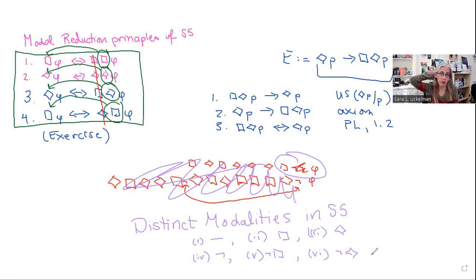So if you do want to try proving this, it's going to be the same sort of proof as showing the distinct modalities in S4. What you need to do is prove that each of these are in fact distinct from each other, that they are not equivalent. And then any other more complex modality, prove that you can reduce it to one of these 6. And you'll be able to do that very easily given these modal reduction principles. So there you go. Here we have our modal reduction principles in S5. You now know the number of distinct modalities that we have.